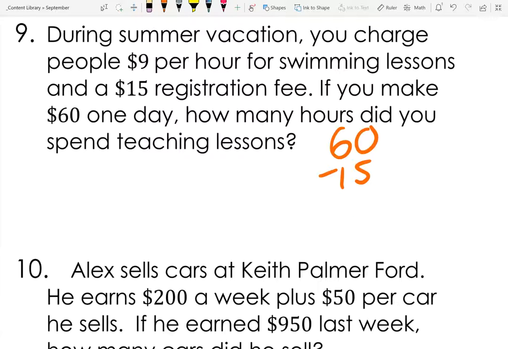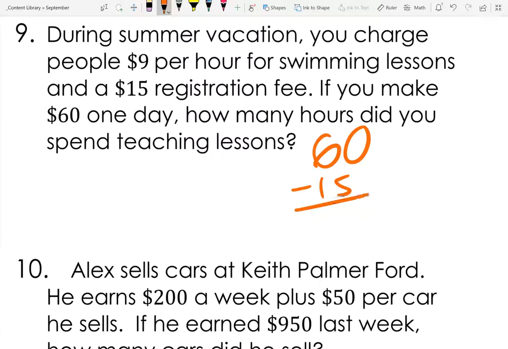If you think about it from a practical standpoint, right? You have $60, you got 15 of it from just the registration fee, right? So if you take out that 15, that means the $45 left over, or the 45 other dollars you had, made from the hourly rate. Since it was $9 per hour, dividing it by 9 tells you how many hours you worked. But let's do it the way we've been doing it in class.